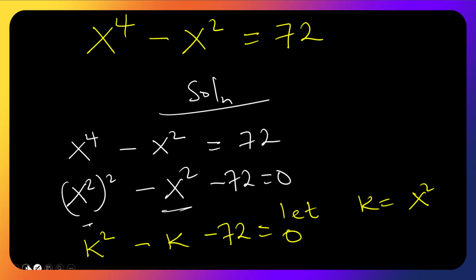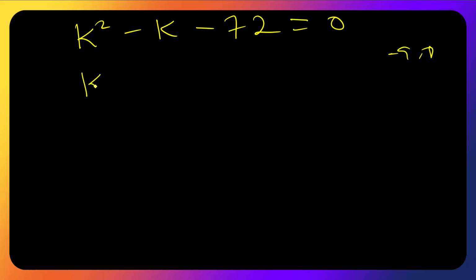So k squared minus k minus 72. Let's look for the factors here. So we have minus 9, 8. So we have k squared minus 9k plus 8k. When I add, I'll get this. Minus 72 equals 0.